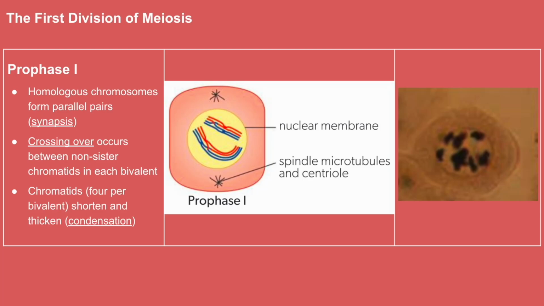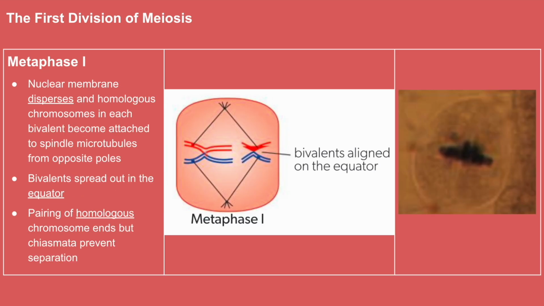So first up, prophase 1, synapsis occurs. Our homologous chromosomes form parallel pairs. Crossing over occurs during prophase 1 between non-sister chromatids. Okay, and then of course those chromatids shorten and thicken and they condense, so they're now visible under a light microscope. Next is metaphase 1, meet at the middle.